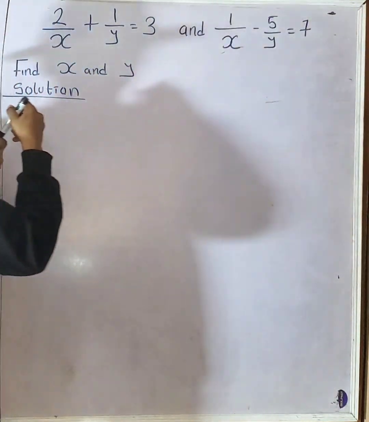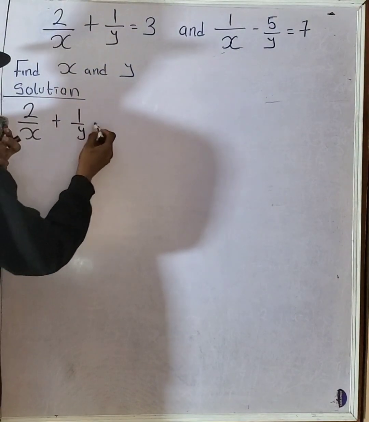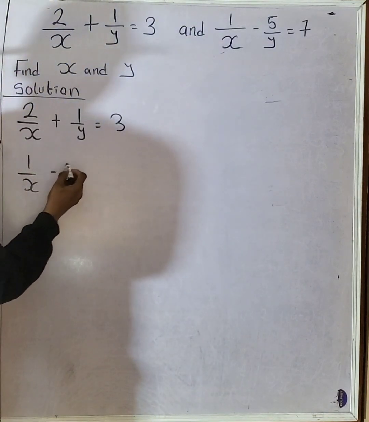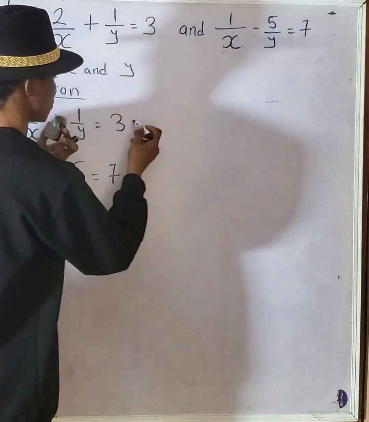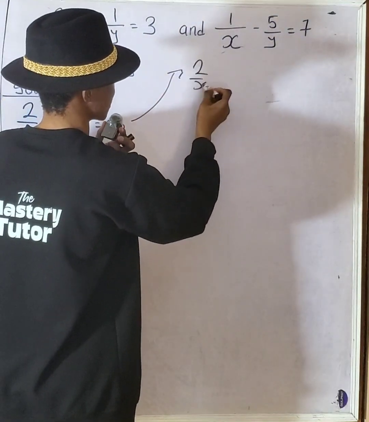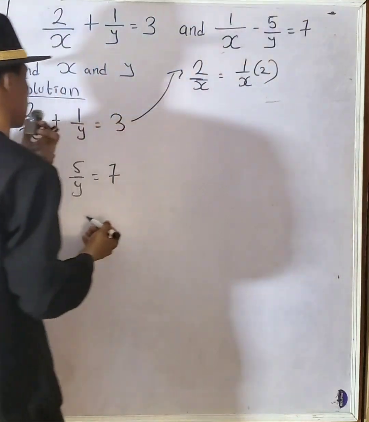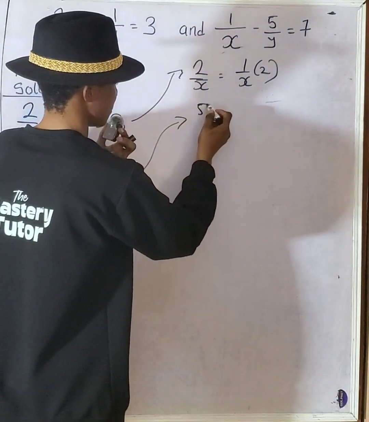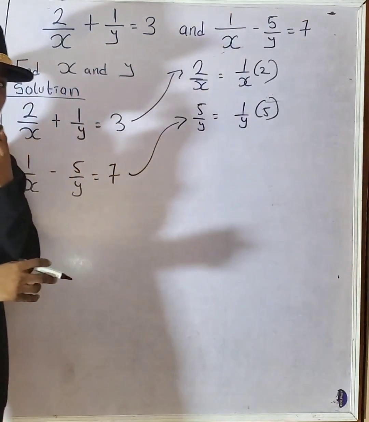Look, from the first equation, we have 2 over x plus 1 over y equals 3. The second equation is 1 over x minus 5 over y equals 7. The first thing I would like you to know is that 2 over x can be written as 1 over x multiplied by 2. Do you know? So also, 5 over y can be written as 1 over y multiplied by 5. Please take note of that, okay?